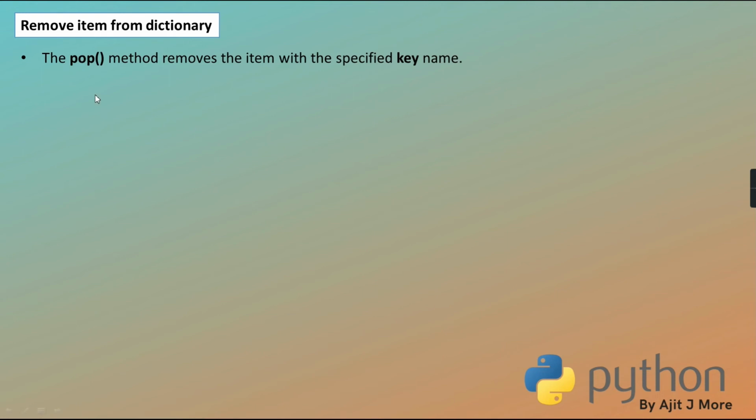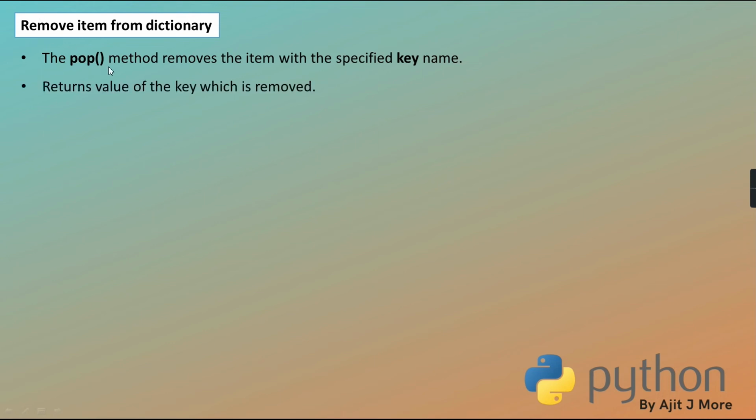First is the pop method. Like in the case of list also we have used the pop method. I'm sure you remember it. But there we were giving an index and it used to delete the element at that index and return the deleted element. So exactly the same, but instead of index we are passing a key. So the pop method removes the item with the specified key name.